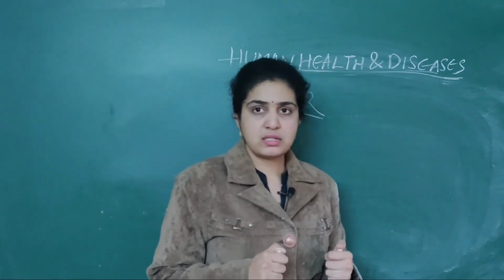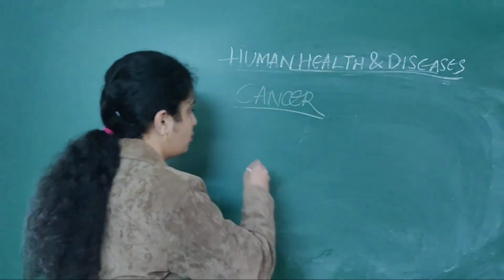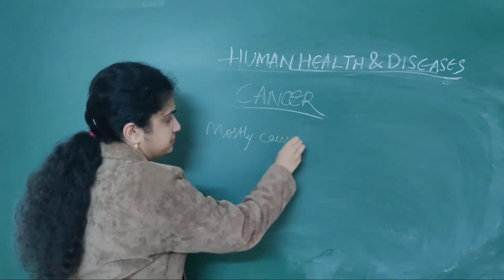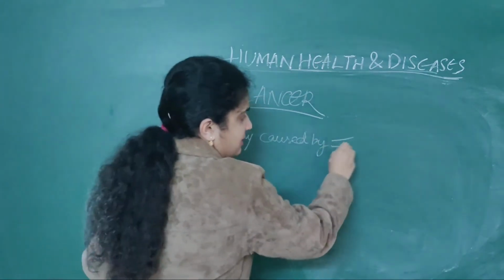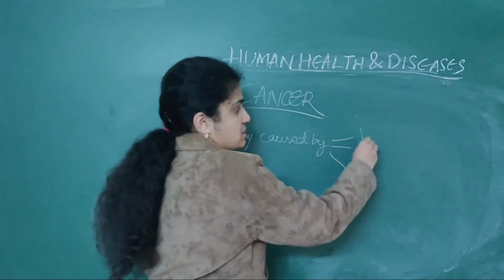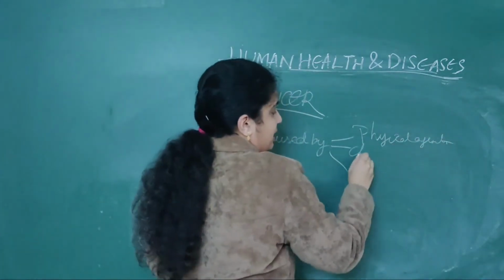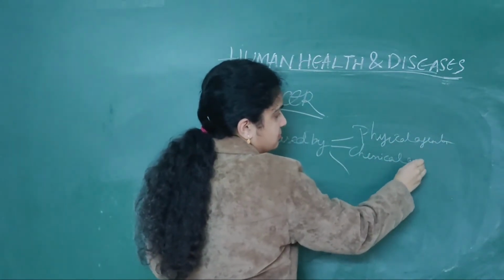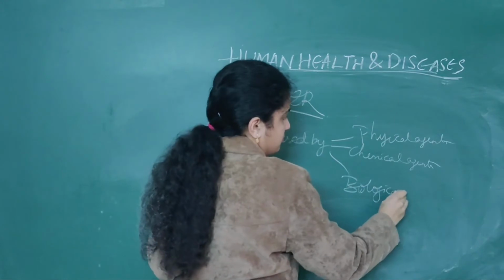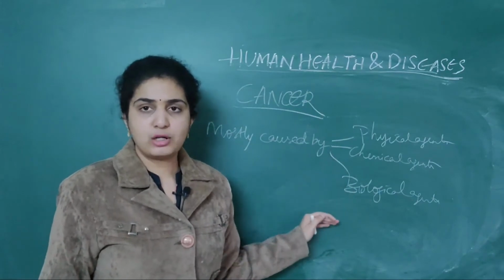Firstly, what are the modes of transmission of cancer? Mostly these cancers are caused by basically three types. They are physical agents, chemical agents, as well as biological agents. So cancer is mostly caused by physical, chemical and biological agents.